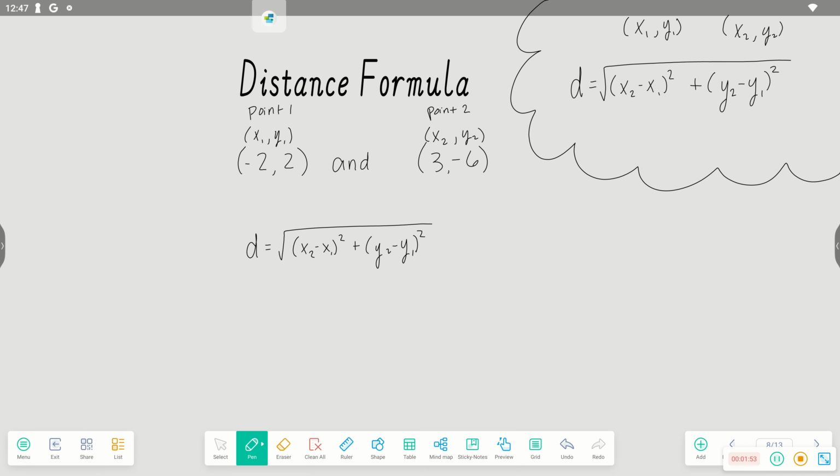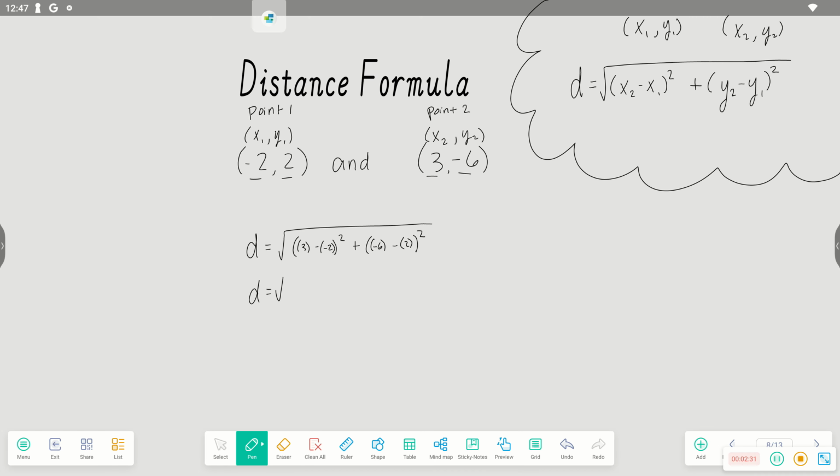So I have this formula and I'm going to just plug in these numbers. So x2 is 3. When I substitute this, I have to put it in parentheses. x1 is -2. y2 is -6. y1 is 2. Now that I've got all of these substituted in here, I can start simplifying this.